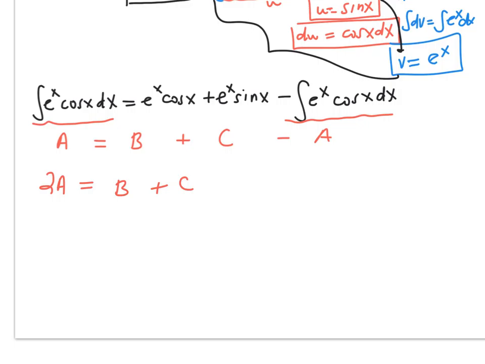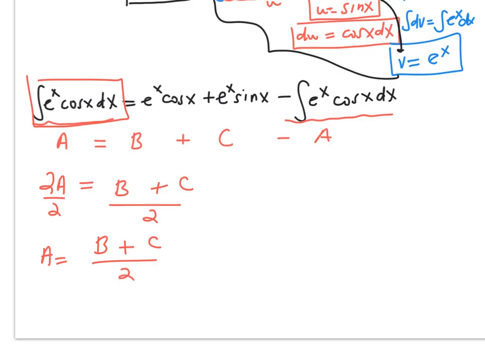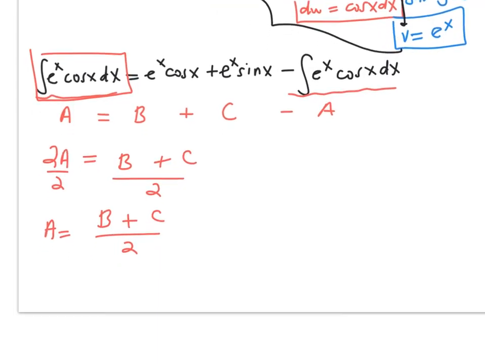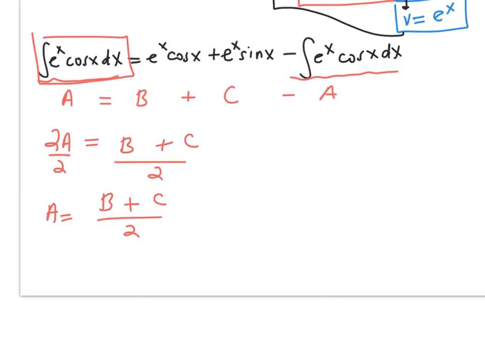Now remember, we want to solve for A. We want to know what this integral is equal to. So we're going to divide by 2. So our final answer is going to be A is equal to B plus C divided by 2. All right, we're going to go back in and substitute our integrals back in to write the final answer.